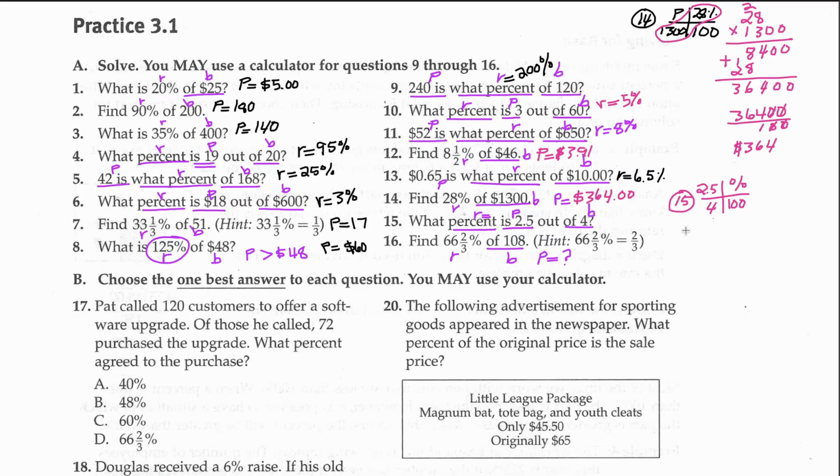Now we need to look for the percent. So in this case, we are going to multiply 2.5 times 100. So let me tell you this. 2.5 times 100. That is the same thing as if you move the point here twice to the right and you get 250.